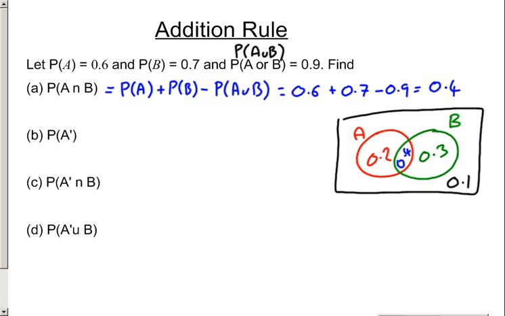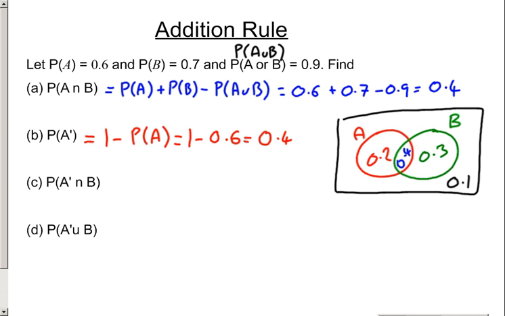So part B, the probability of A complement, so the probability it's not in A. Well, we can see that easily from the Venn diagram, that everything is not inside the red circle. So the probability of A complement is equal to 1 minus the probability of A, which is 1 minus 0.6, which is 0.4, and we can see that that's the 0.3 and the 0.1 summed together.